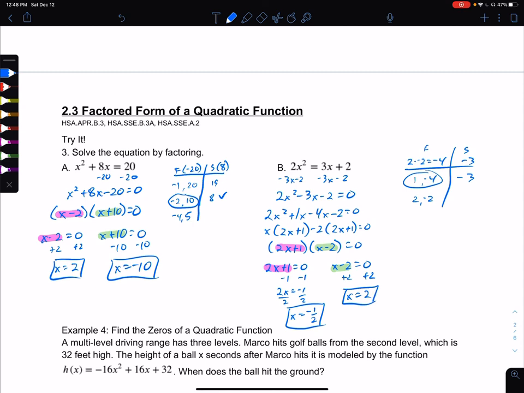And that's it. But here you're just looking to factor, whether you're using factor sum or the AC method. And once you factor, you would use the zero product property to set each piece equal to 0 and solve.